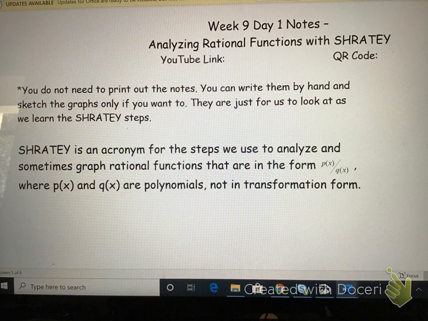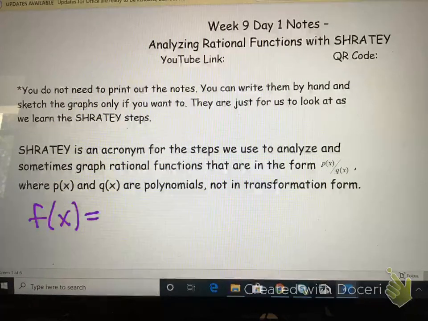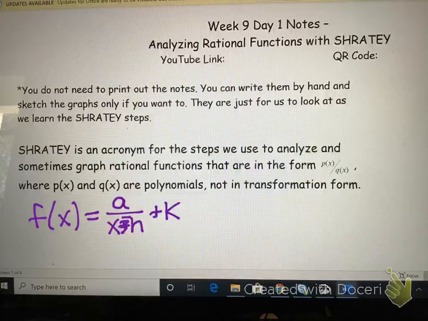Now, the rational functions that you have dealt with so far have been of a format something like this. Actually, this is probably going to show up as a minus. Something like that, where they have an H and a K. You can see the transformation form, the vertical dilation and the horizontal and vertical translations. And we are not going to be dealing with that form this week.